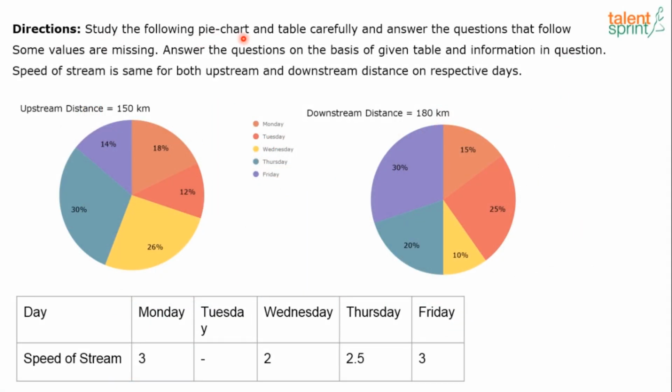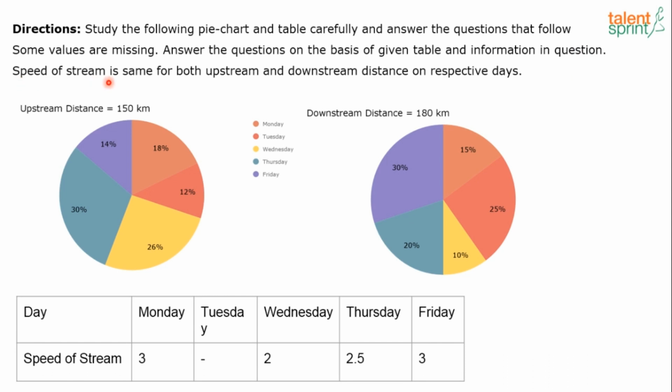Study the following pie chart and table carefully and answer the questions that follow. Some values are missing. So it says some values in the data are missing, right? I think the only missing value I see is for Tuesday, the speed of the stream for Tuesday. Anyway, some values are missing. Answer the questions on the basis of given table and information in the question.